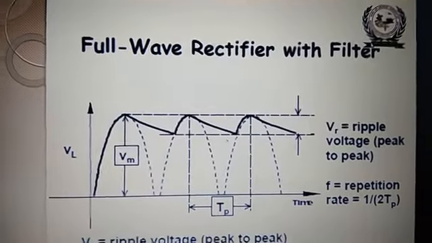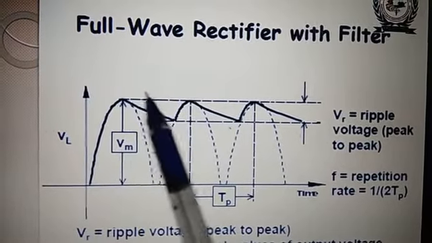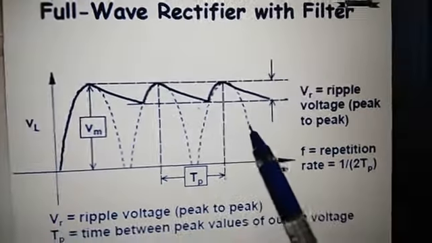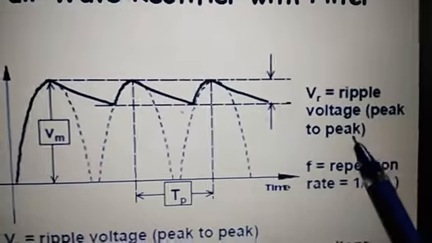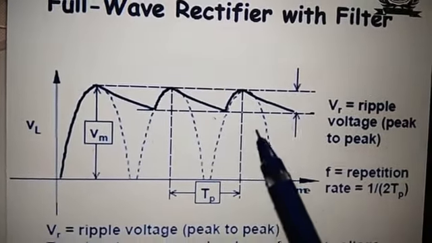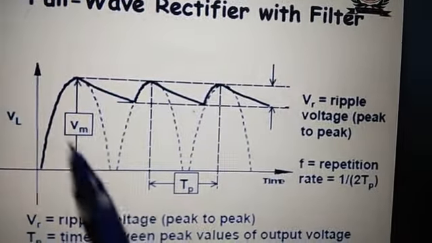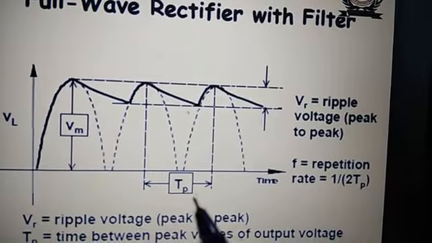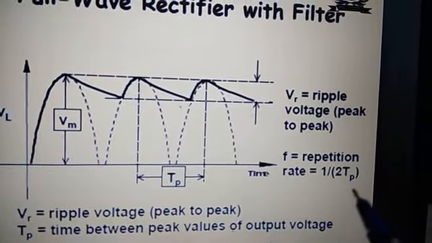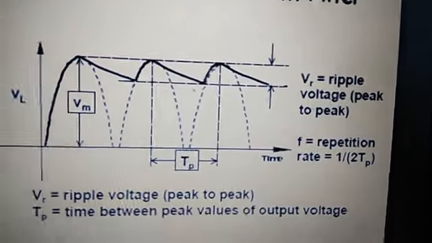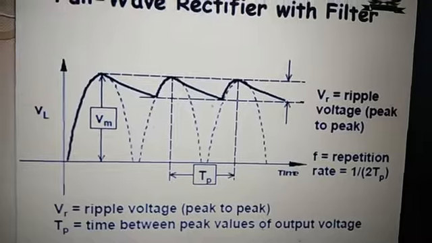This is the full wave rectifier with this filter as shown. This is the peak value Vm and this is the output of the capacitor filter as already shown, where VR is the ripple voltage peak to peak and Vm is the peak value of the output. This is the time period shown here, and frequency is the repetition rate, that is 1 upon 2 Tp, the half cycle time period. VR is the ripple voltage peak to peak and Tp is the time between peak values of the output voltage.